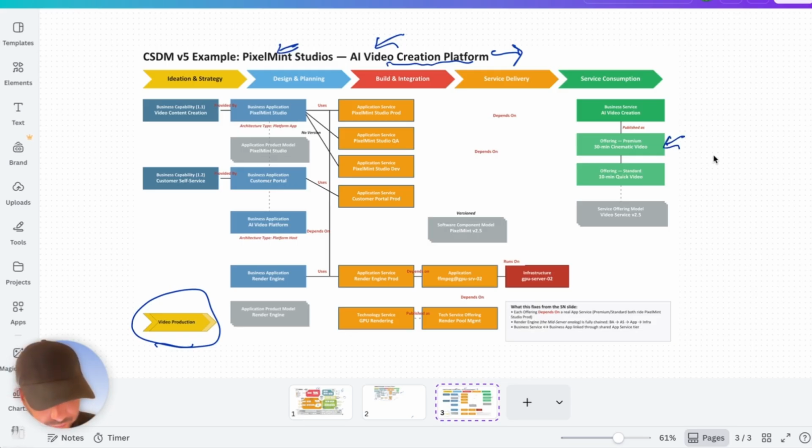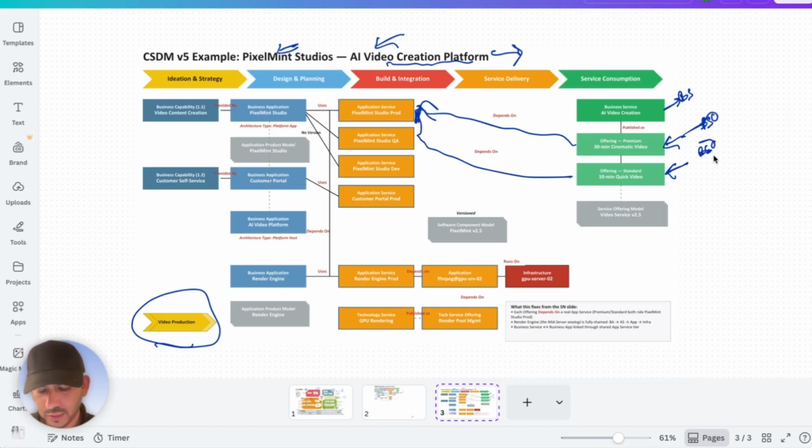One is a premium offering of 30-minute cinematic video, and another is a standard 10-minute quick video. Okay, and these two are AI. So these offerings are clubbed under business service called AI video creation. All right, and these are business service offerings. These two offerings depend upon application service, which is Pixel Mint Studio.